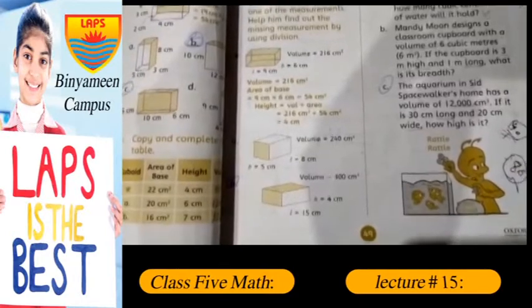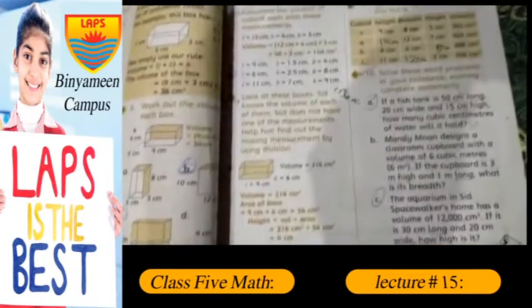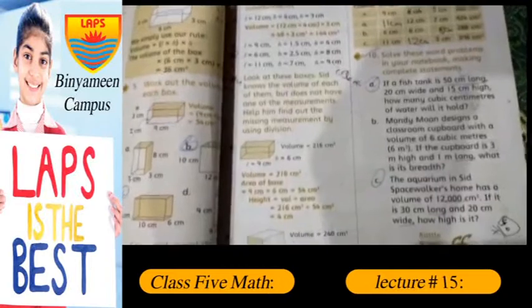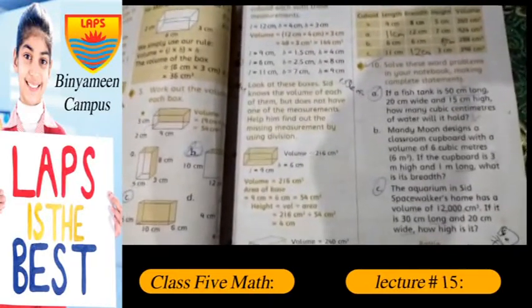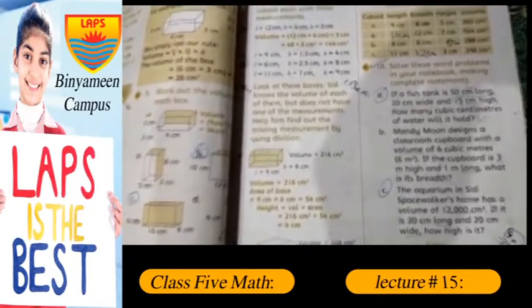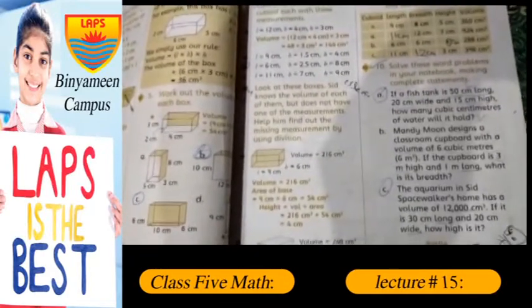Today I deliver a lecture on page number 49. Question number 8. Look at these boxes. Said knows the volume of each of them but does not have one of the measurements. Help him find the missing measurement by using division.